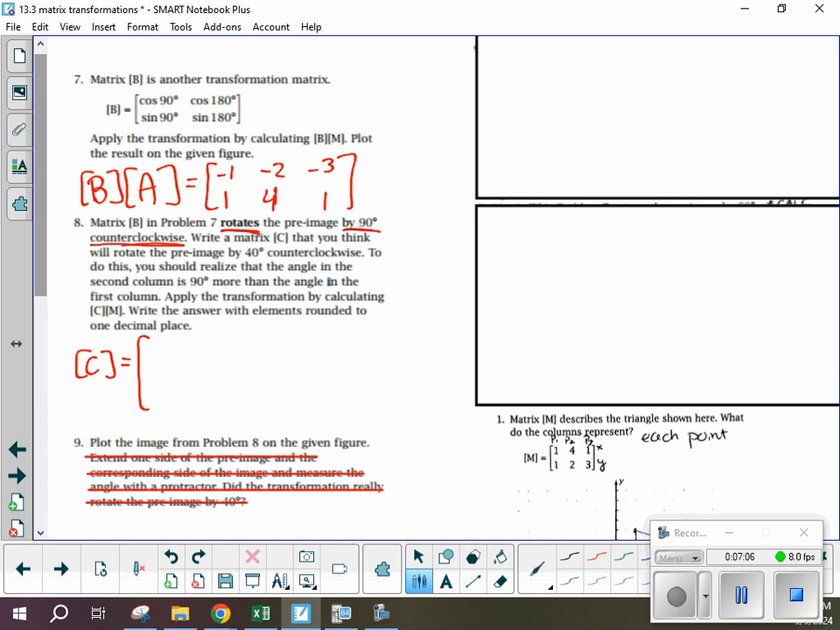Now, let's keep reading because they give us some help here. It says, to do this, you should realize that the angle in the second column is 90 degrees more than the angle in the first column. So we could see, okay, that 90, I saw a 90-degree rotation, 180, and we'll talk about why that happens in the next lesson. Let's just be able to do the transformations first, and then we'll work through why those two measures, why cosine and sine. Let's just worry about whether we can do them first. So this would equal, you can maybe try it first. Actually, I'm going to write in silence here. You give it a try, and then we'll regroup in a second.